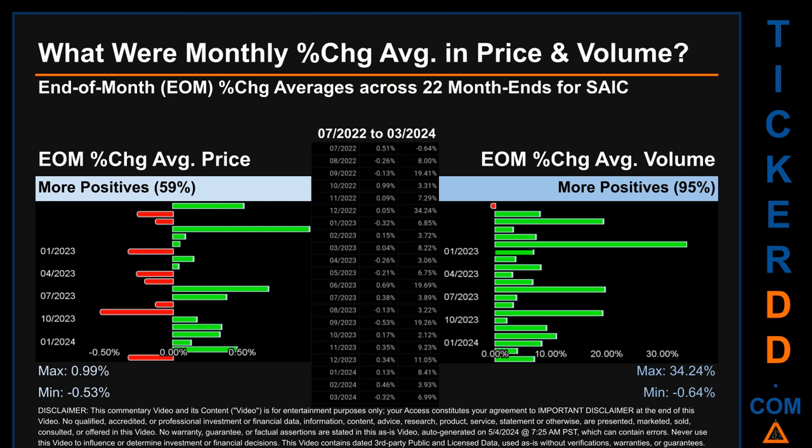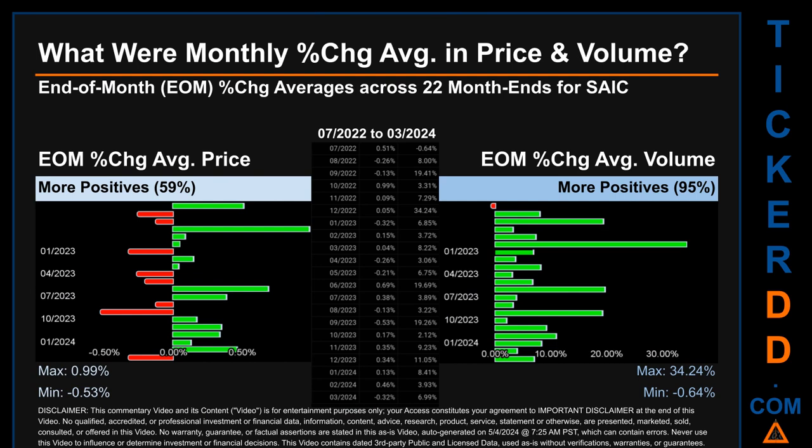From 07-2022 to 03-2024, 13 out of 22 month ends had a positive percentage change in average price. That is, 59% of month ends saw a positive percentage change in average price. In terms of volume, 21 out of 22 month ends had a positive percentage change. That is, 95% of month ends saw a positive percentage change in average volume.